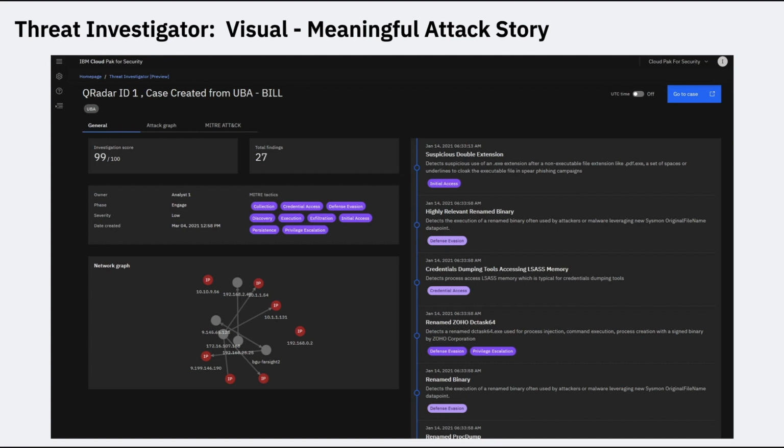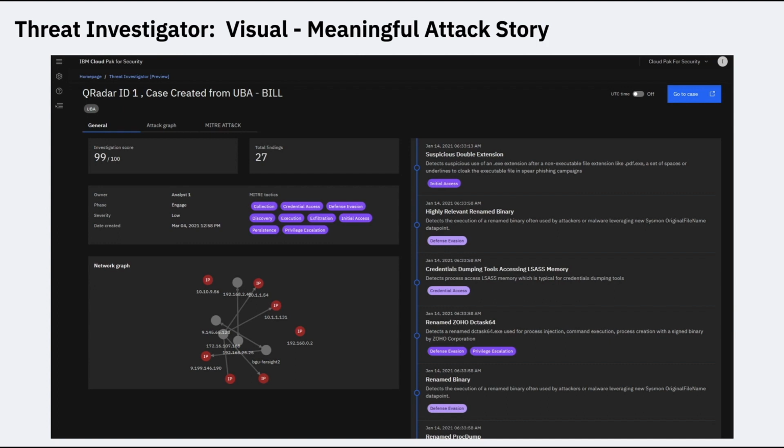Now the story goes like this: Mr. Bill, who is not very smart, clicked on an email, and then on that email there was an attachment. He clicked on that attachment, downloaded it, and the attachment also had ransomware, and the ransomware was installed.